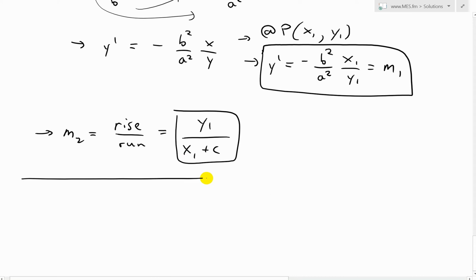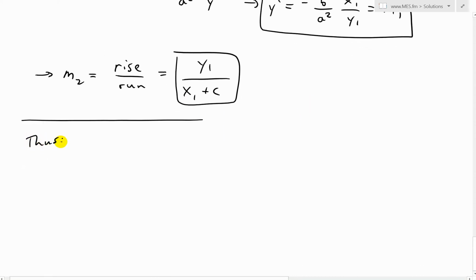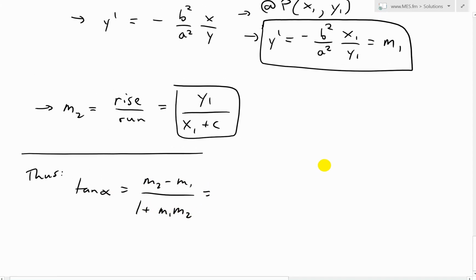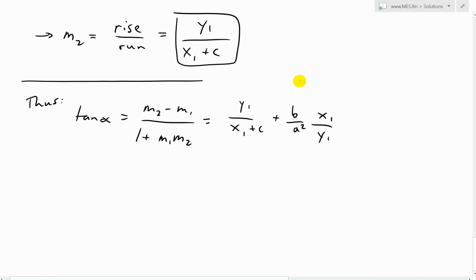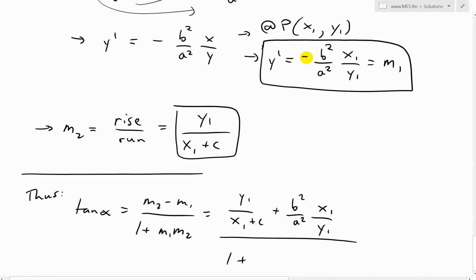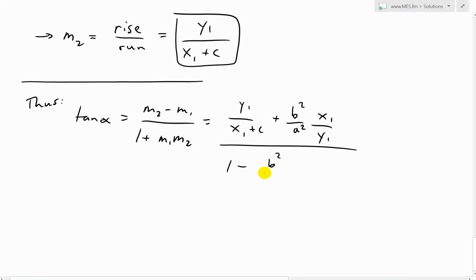So thus we have tan alpha equals, again, m2 minus m1. Just put it there. So, refresher, m1 times m2. m1 is over there, m2 is right here. So y1 divided by x1 plus c, minus, now this is going to be positive because it's already a negative, b squared over a squared times x1 over y1, like that. And then we divide this all by 1 plus m1 times m2. So that's a negative, so this becomes a negative there: b squared over a squared x1 over y1 times m2, which is y1 over x1 plus c, like that.